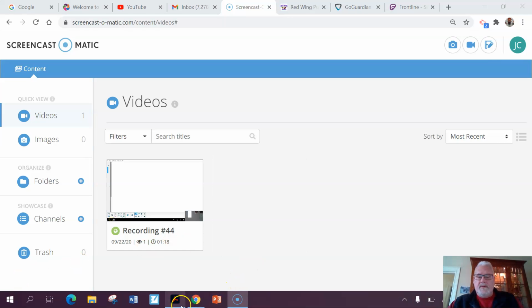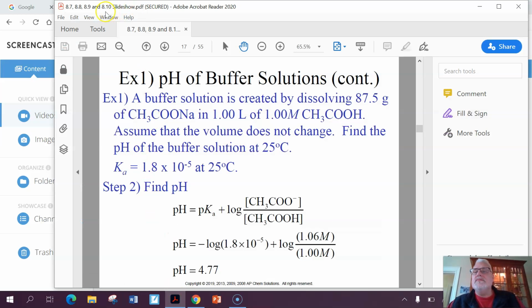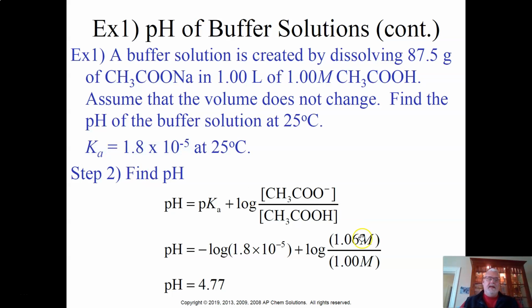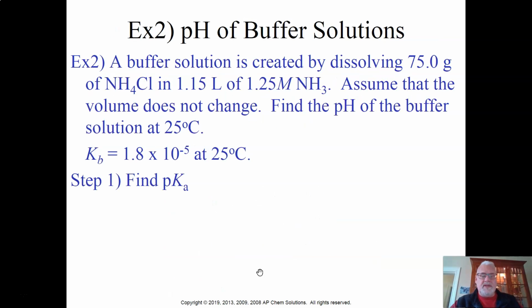Buffer lecture video 2. So we left off with this problem right here where I was asking you to calculate it, and hopefully you saw that this tweaked it just a little bit. It was like 4.75 or something, and then when you added this it was just enough to go up to 4.77. So it will change the pH, but you can see how slight it is.